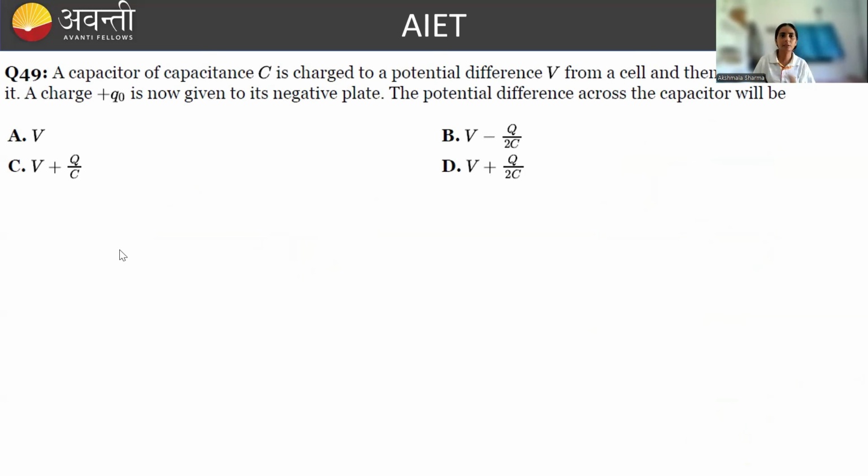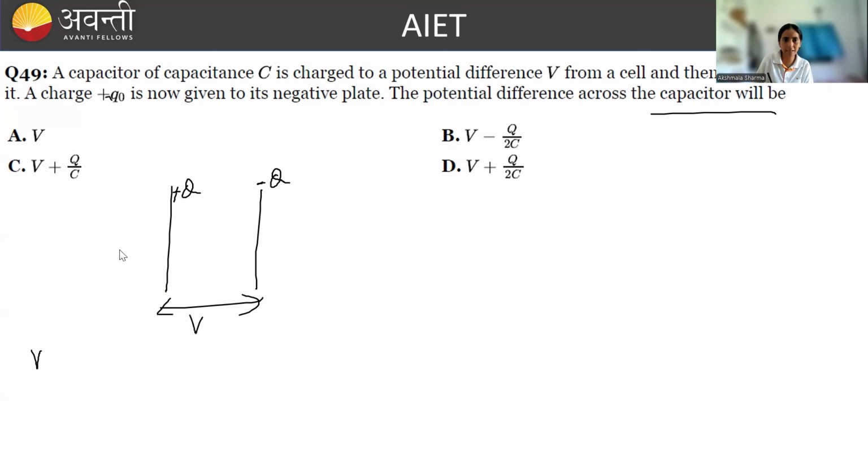Now, a capacitor of capacitance C charged to a potential difference V from a cell and then disconnected from it. A charge plus Q naught is now given to its negative plate. The potential difference across the capacitor will be. So initially the capacitor plate is charged to potential V. Let's say in that case, it was having plus Q charge and minus Q. And then the potential difference was how much? V.